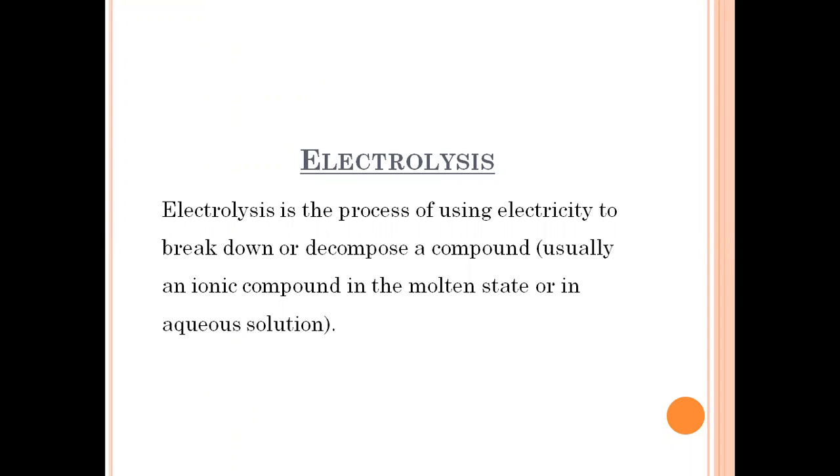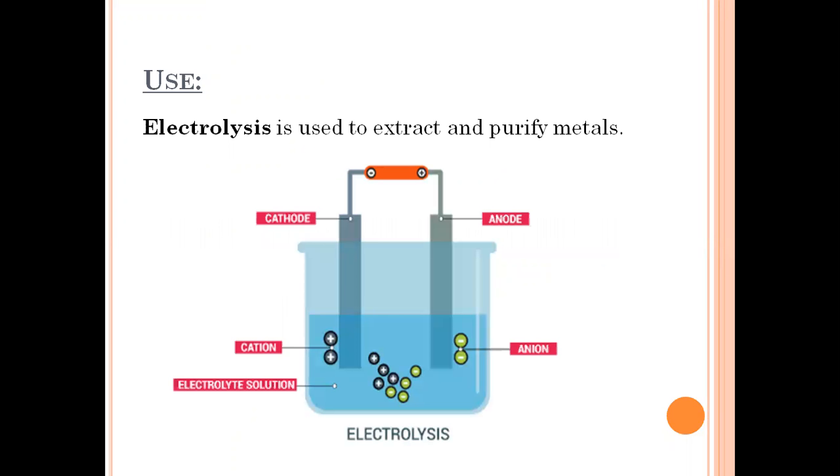Electrolysis is the process of using electricity to break down or decompose a compound, usually an ionic compound, in the molten state or in the aqueous state. So, in electrolysis, we pass electricity through the liquid, then we check what happened. Electrolysis is used to extract and purify metals.